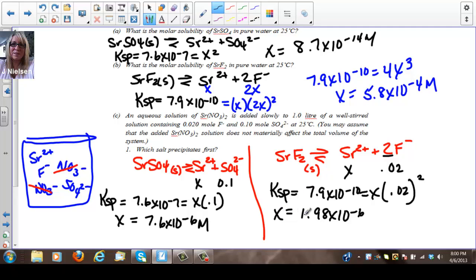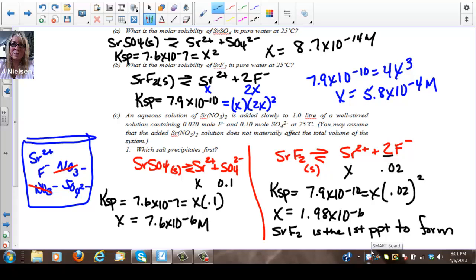So SrF2 is the first precipitate to form because it happens when the concentration reaches 1.98 times 10 to the minus 6 in the solution. So the concentration is lower. It takes less concentration for it to form.